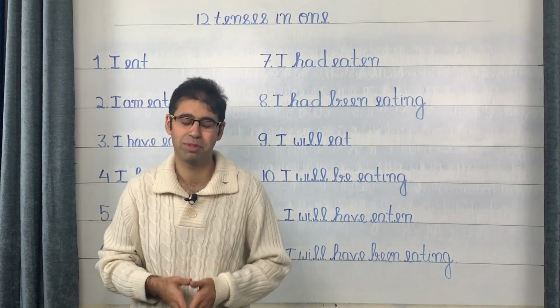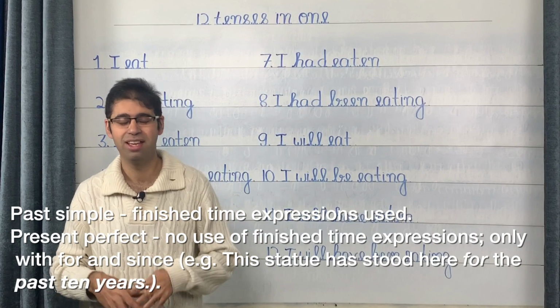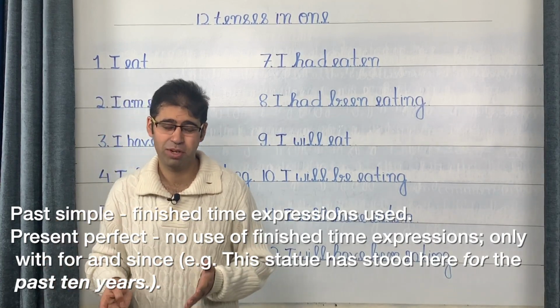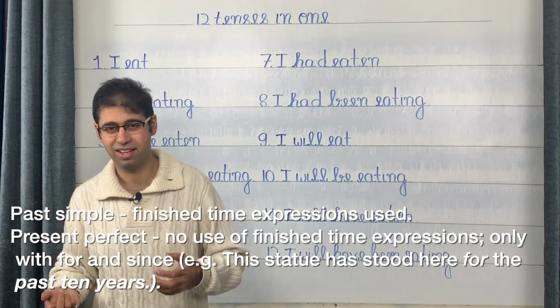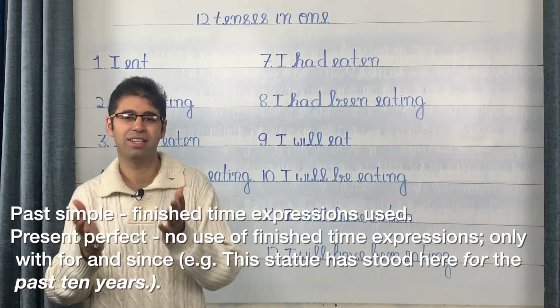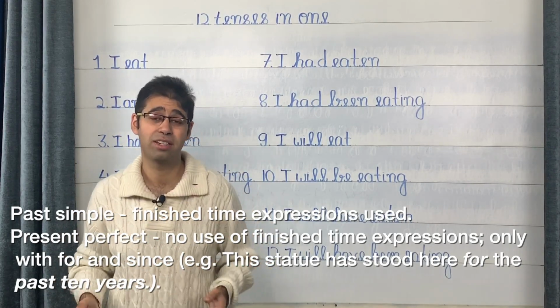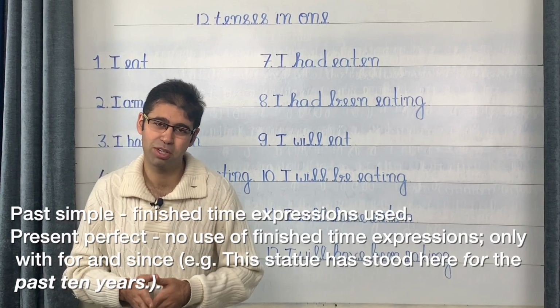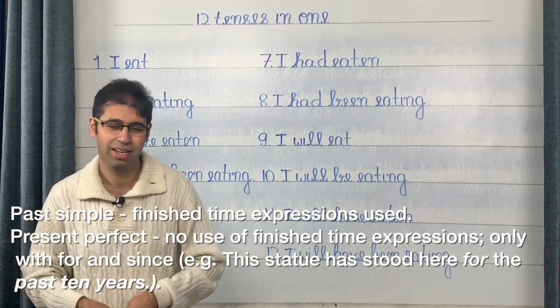Our second difference between the two tenses involves the use of finished time expressions. Now, what are finished time expressions? These are expressions such as last year, yesterday, last week, the name of a past year, and so on. So basically, any time expression that belongs to the past. And the rule is that you tend to use these finished time expressions only with the simple past and not with the present perfect. Illustrations coming up.